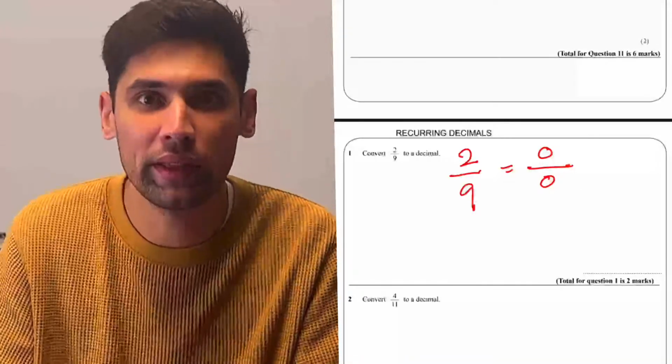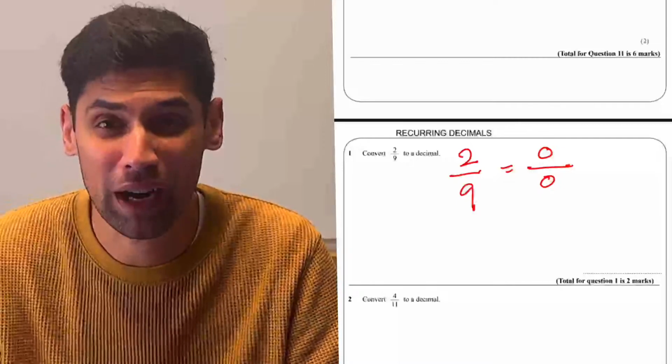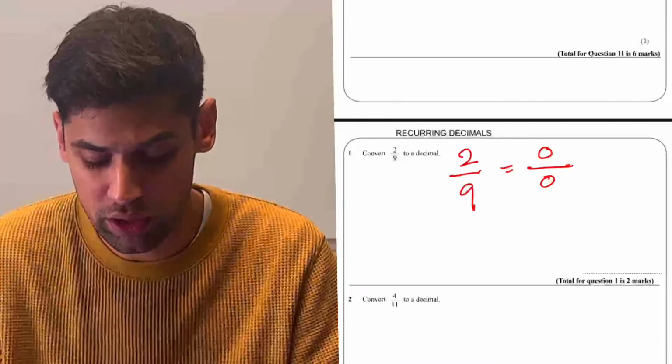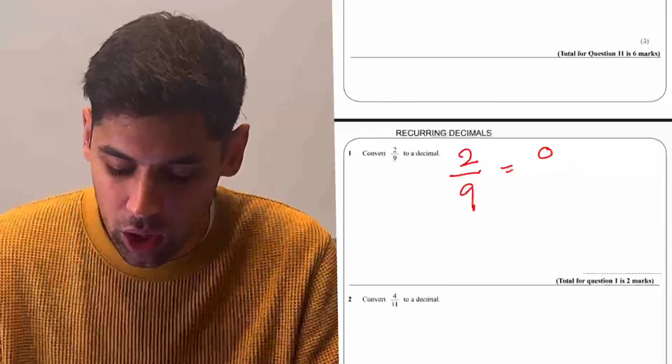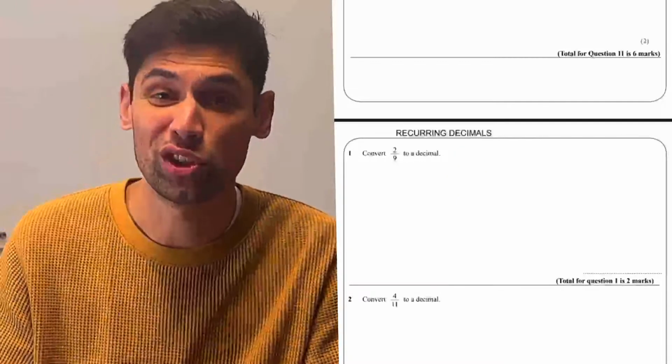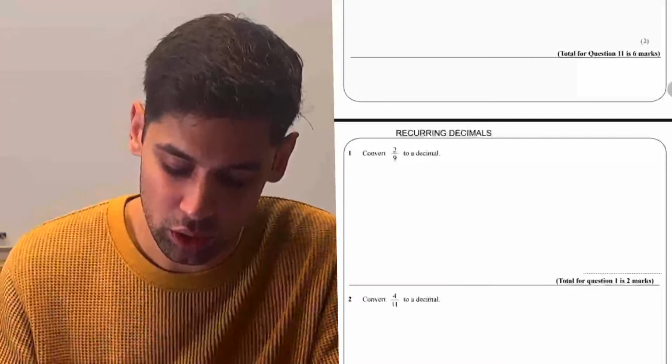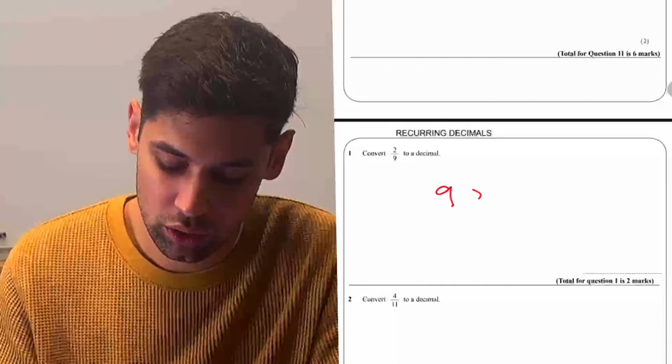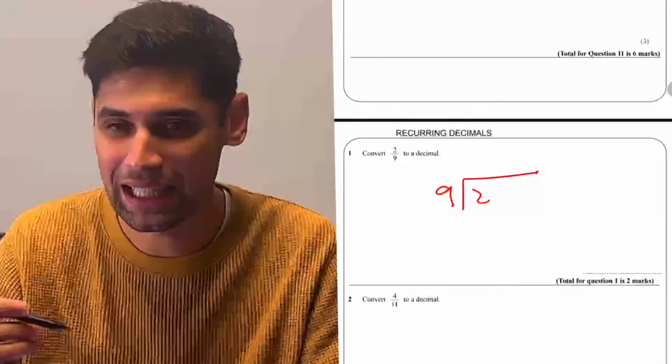That's where the division symbol came from. Maybe that's where a fraction came from. I don't know the order. I just love the fact that it happened. So fraction means divide. So for this, we just do bus stop method division. So 2 divided by 9, or 9 into 2.